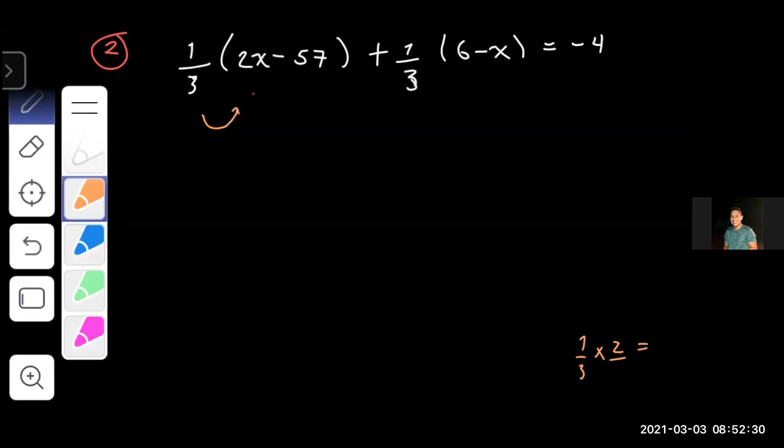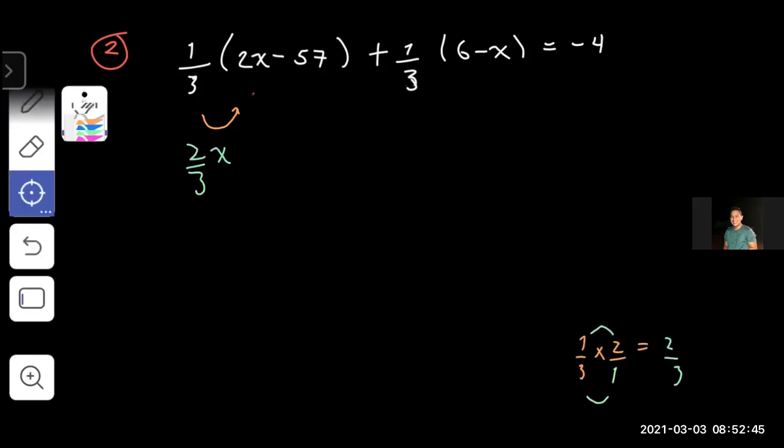I'm going to add a 1 in the denominator to make this a fraction. 1 times 2 is 2, and 3 times 1 is 3. 2/3. Excellent. It's exactly what you told us, Ephraim. 2/3 of x. Then let's move on.